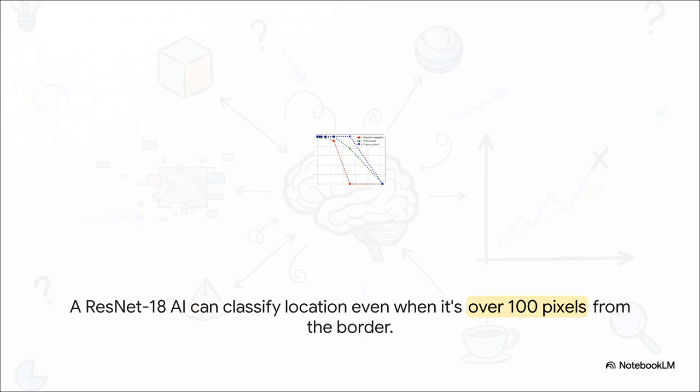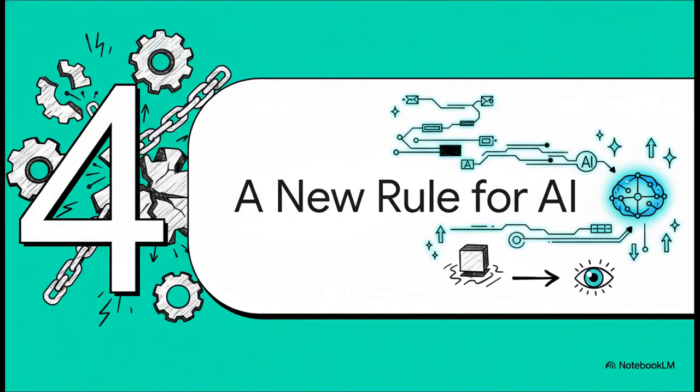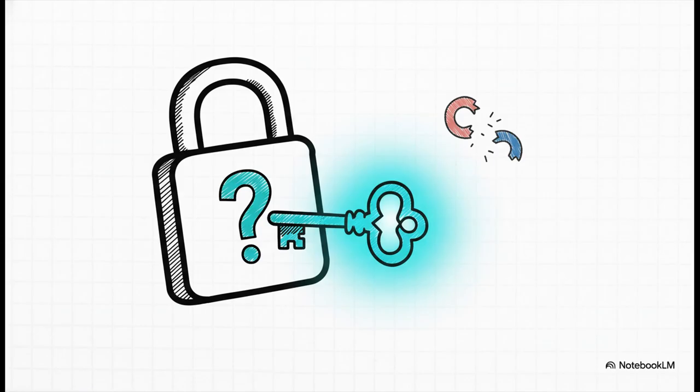That location fingerprint bleeds deep into the image, which makes this a much bigger deal than you might first think. Okay, so if the old rules are broken, what's the fix? Well, that leads us to a brand new rule for AI. Their researchers didn't just point out the problem, they came up with a really elegant solution. It's a method they call full convolution, or FCONV for short.